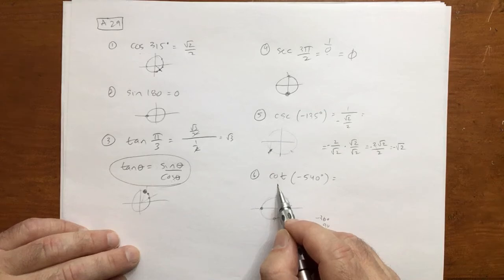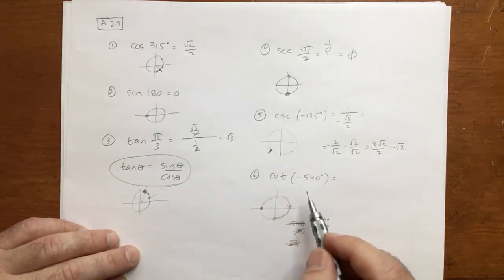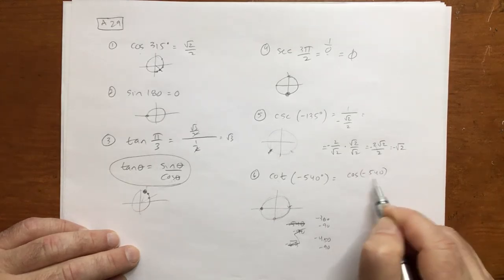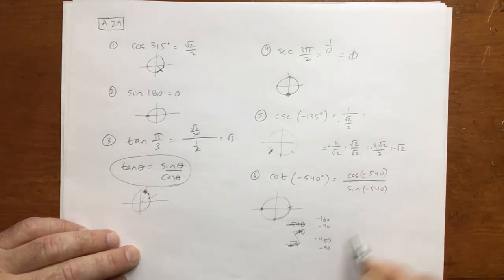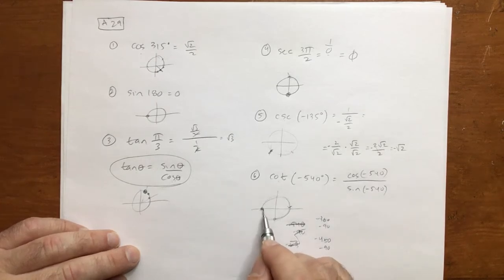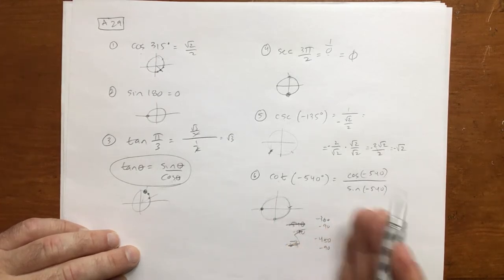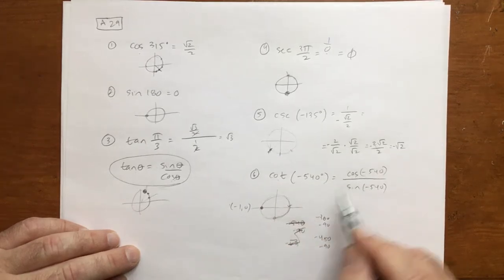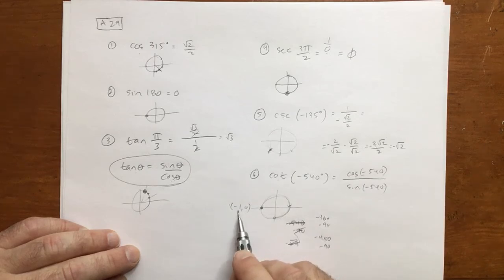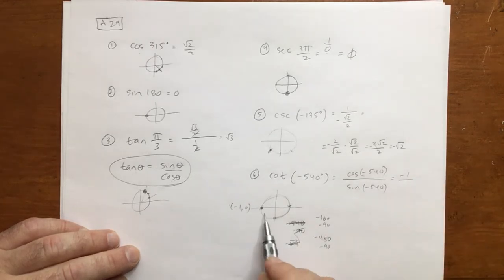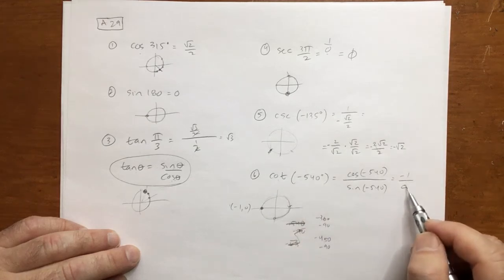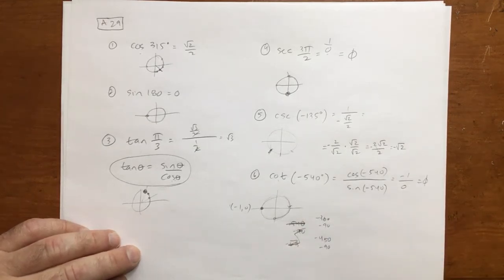But the idea, just so you have a sense of what you're doing, is this. This is equivalent to the cosine of negative 540 divided by the sine of negative 540. Okay, well, the ordered pair on the unit circle right here, it's just 1 to the left, is negative 1, 0. And so the cosine is negative 1. The sine is 0. And so the cotangent of negative 540 would be undefined. Okay, had the 0 been on top, it would have been 0.